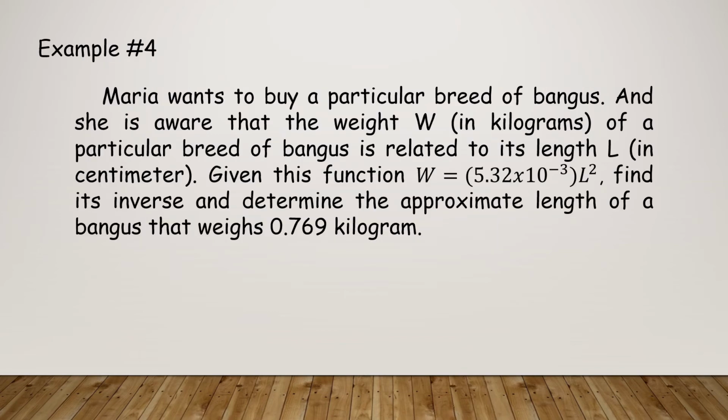Example number 4, Maria wants to buy a particular breed of bangus and she is aware that the weight W in kilograms of a particular breed of bangus is related to its length L in centimeter. Given this function W is equals to 5.32 times 10 raised to negative 3 times L squared, find its inverse and determine the approximate length of a bangus that weighs 0.769 kilogram.